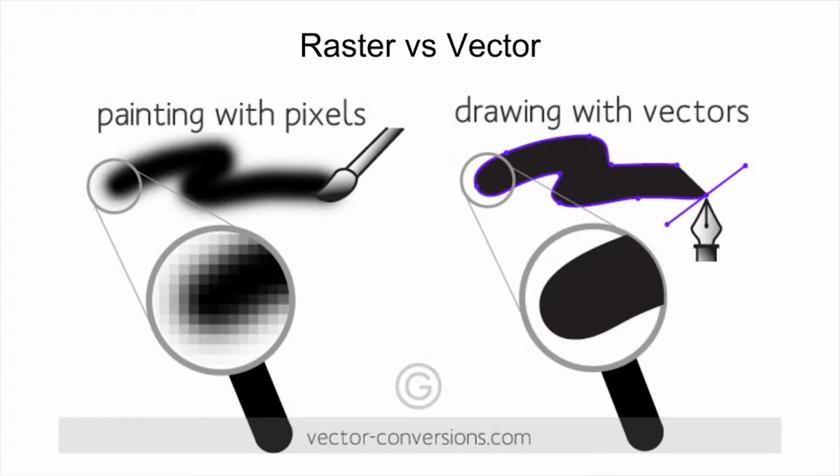Unlike vector, with Photoshop, if you take a picture and you zoom in far enough, it's going to start to look gritty. If you make an image that's really big and make it really small, it's going to start to look bunched up together. So those are the primary differences that we have with raster and vector.